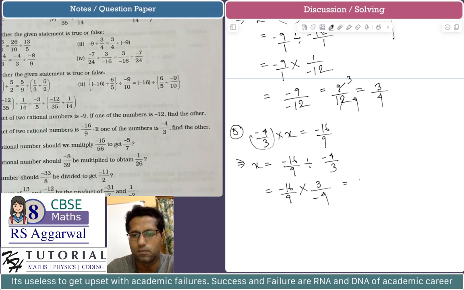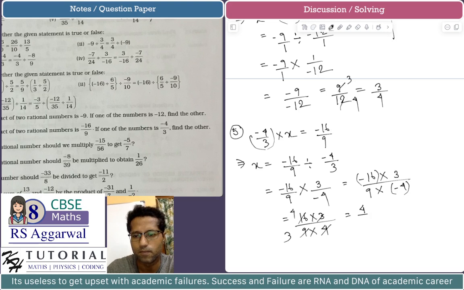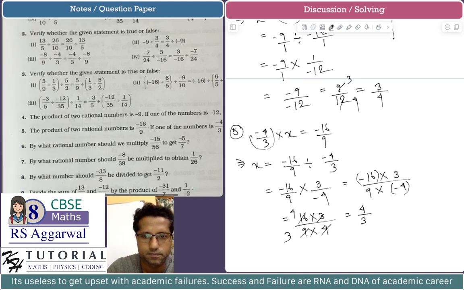This is equal to minus 16 into 3 divided by 9 into minus 4. So minus minus cancels out from both the numerator and the denominator, and we get 16 into 3 divided by 9 into 4. And now if you do cancellation, we get 4 by 3. So the other rational number is 4 by 3. Okay. Let's do problem number 6.